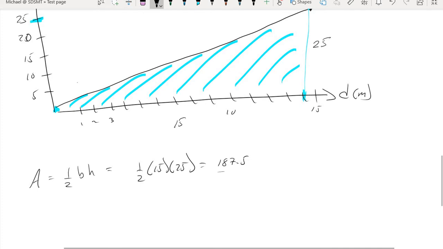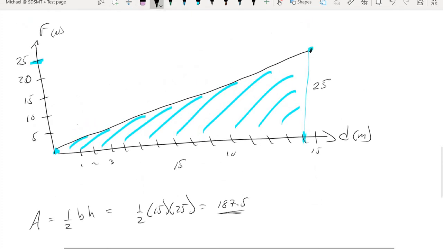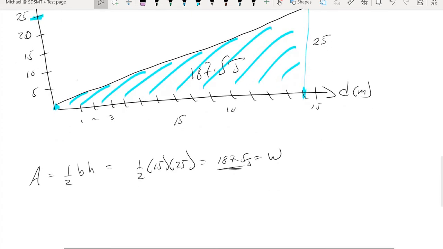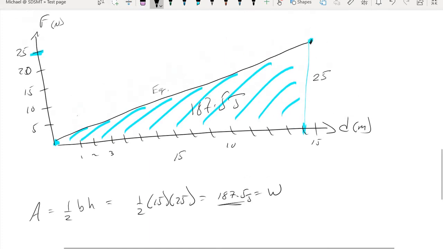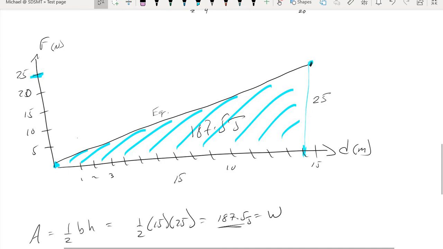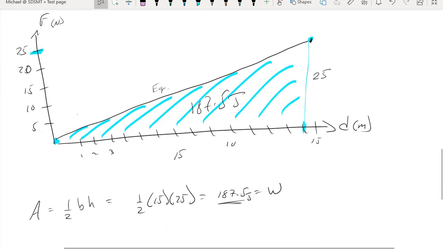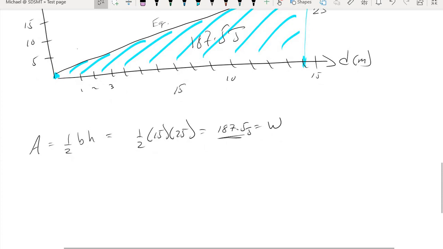And the area of this particular function, force over displacement, is the work that was done by that force. So this is in joules, 187.5 joules worth of work have been done. But we should be able to assign an equation for this function. There should be an equation that describes the changing rate of the force with respect to the displacement. And for just having a straight line, that equation would be the slope.